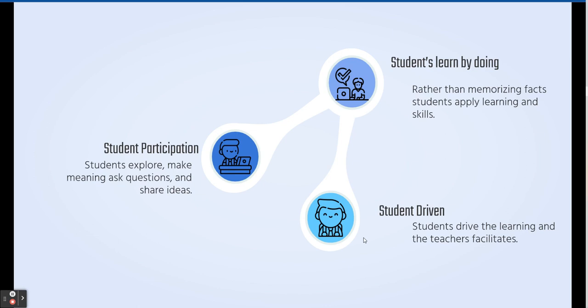And then the other one is that students are learning by doing. So rather than memorizing facts, students are applying learning and skills. And I'm going to pause right here for a moment and challenge public education, I suppose, in a way, with this idea of memorizing facts and things along that nature, and push back and say, content is really important. I absolutely agree. Content is a super important part of school, but it's not the end all be all of school.